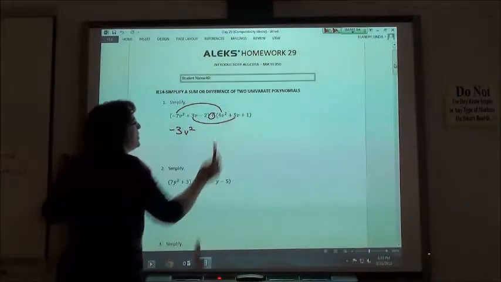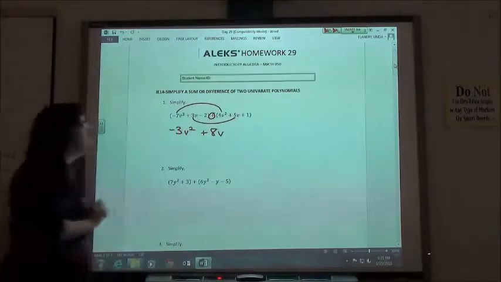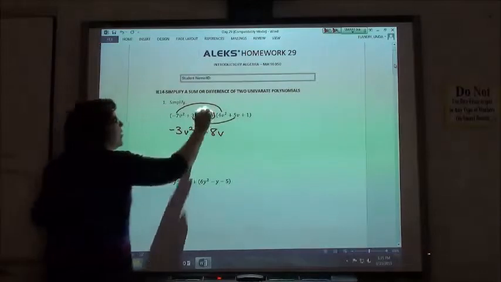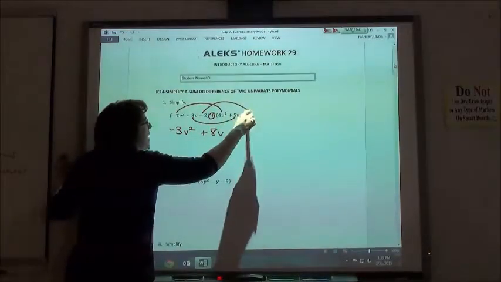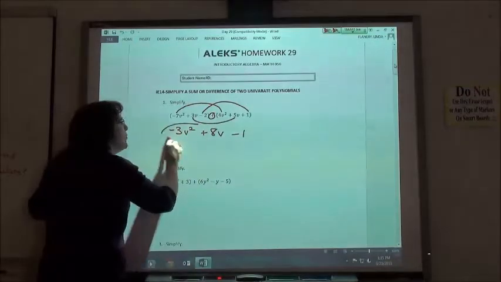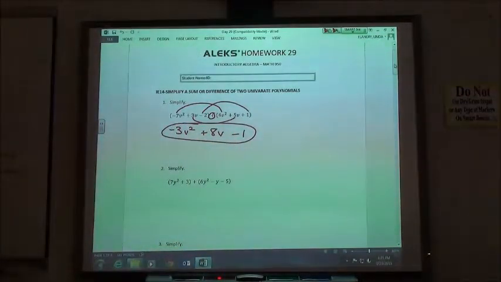Positive 3v plus 5v, positive 8v, and we need to make sure we put that sign in there since it's not the leading term. And then our constant terms are numbers. Negative 2 plus 1 would be negative 1. So negative 3v squared plus 8v minus 1 would be our answer.